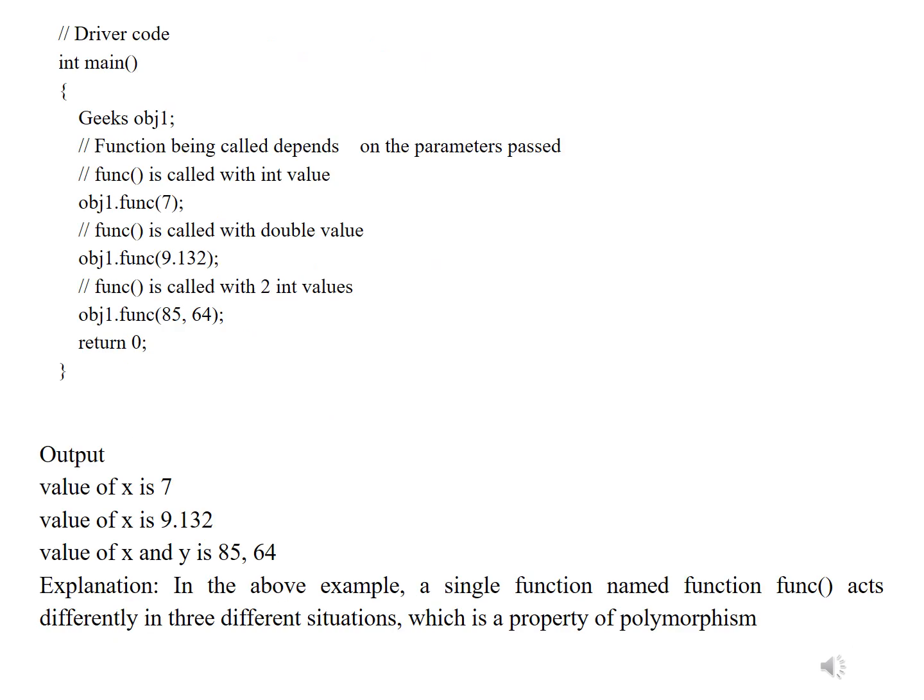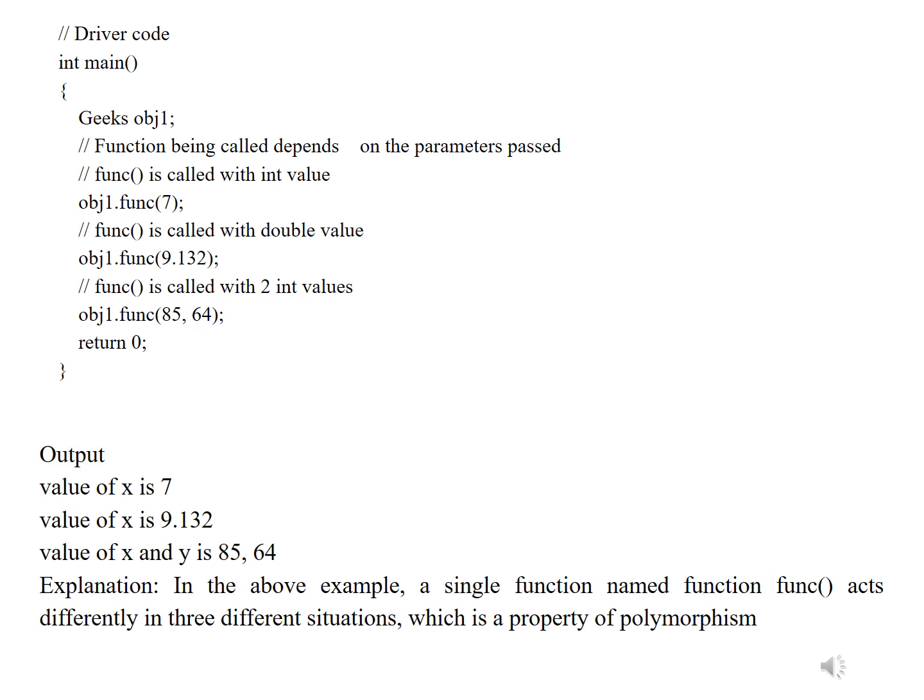int main, open bracket, Greek object obj1. Now the function is called depending on the parameters passed. Function func is called with an integer value. Let us assume obj1 dot func of 7. 7 is the integer type. We are passing the one value. Then the first function will run.